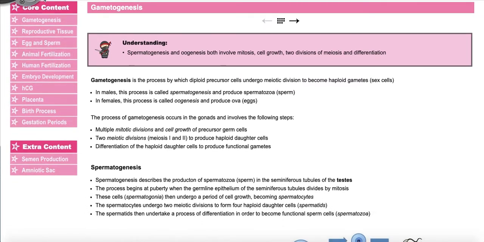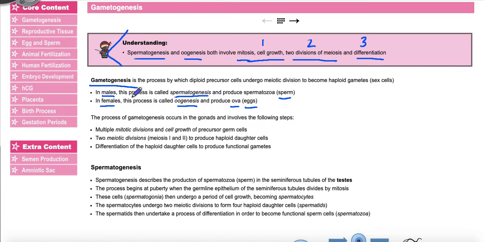And we are starting with the initial understanding that spermatogenesis and oogenesis involve three things. It involves mitosis with cell growth, it involves two meiotic divisions, and it involves differentiation. So when we look at gametogenesis as a whole, we can divide that into spermatogenesis for males, where sperm is produced. The correct or full name for sperm is spermatozoa. In females, the process is oogenesis, where eggs are produced, and the scientific name is the ova.